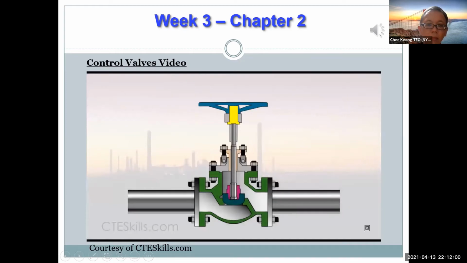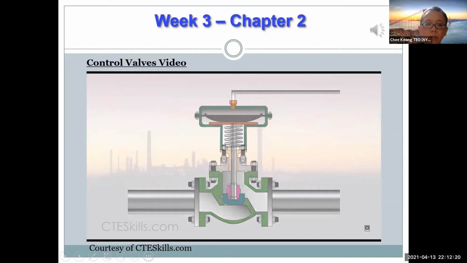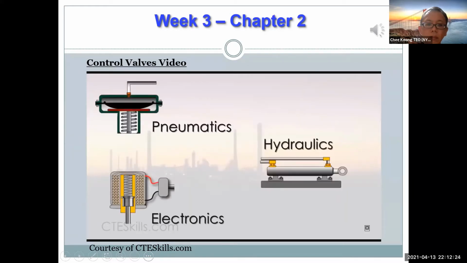Any valve can be turned into a control valve simply by adding an actuator. Valve actuators, in response to a signal, move a valve to a desired position using an outside power source. These outside power sources may be in the form of pneumatics, electronics, or hydraulics.